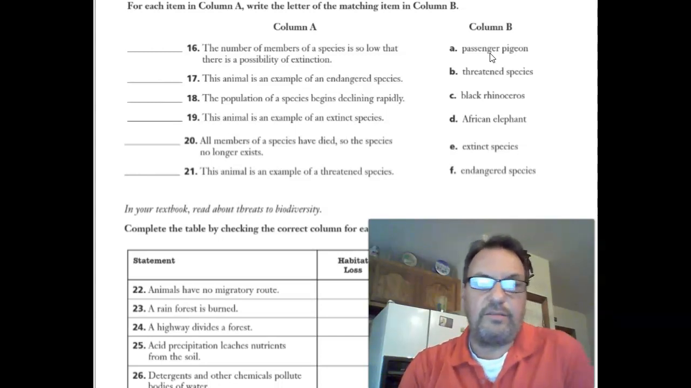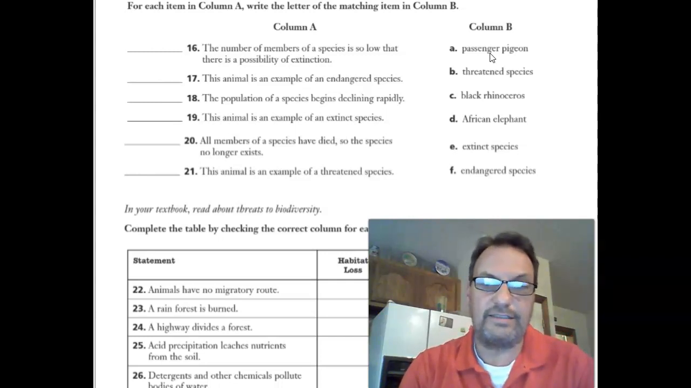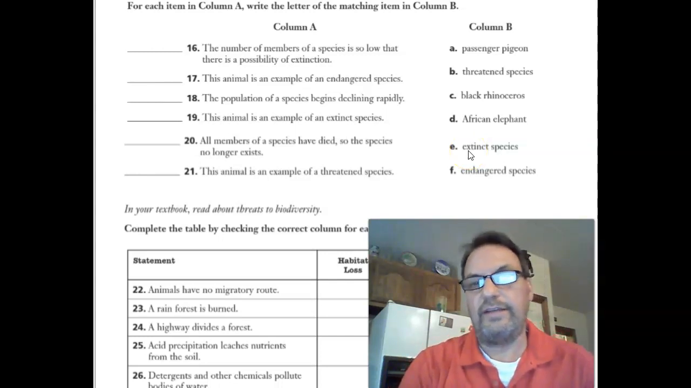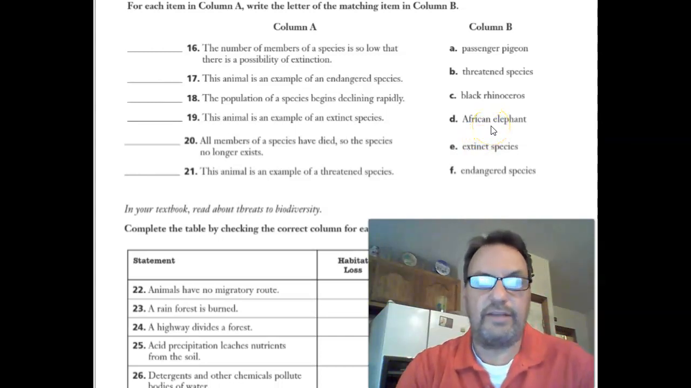Number 20, all members of a species have died, so the species no longer exists. This is an extinct species, E. And then number 21, this animal is an example of a threatened species. Right now, the African elephant, D, is the one that is threatened currently.